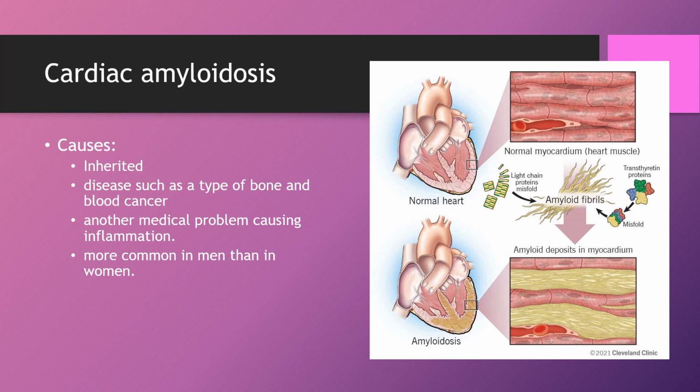than in women. So this is an example here in the image of a normal heart versus one that has accumulation of amyloid plaque within the myocardium. That amyloid plaque kind of leads to hardening and scarring in there, and it greatly disrupts the function of the myocardium.